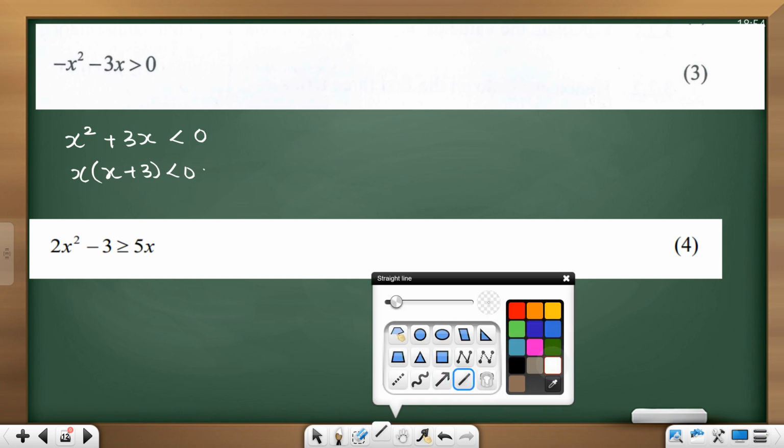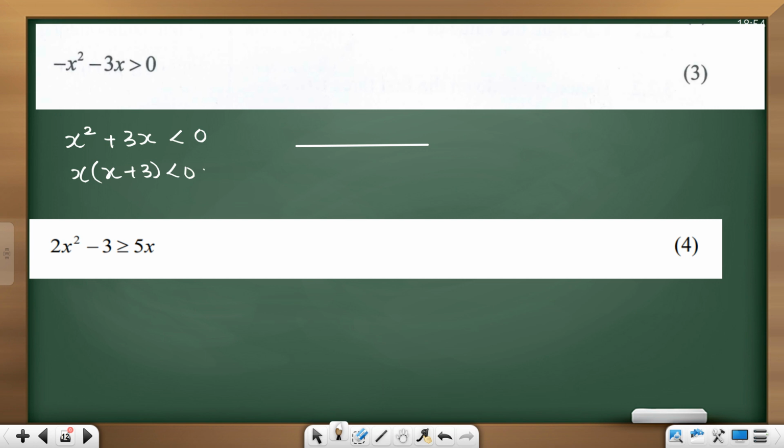Now, we have our what? Critical values. It's negative 3 and 0. Remember, x is first, so plus, minus, plus. We are looking for things that are less than 0. So what are we looking at? We are looking for negative values. It is right there. It is between. Start by your inequality. Negative 3 and 0. Check. You get these marks as quickly as possible.